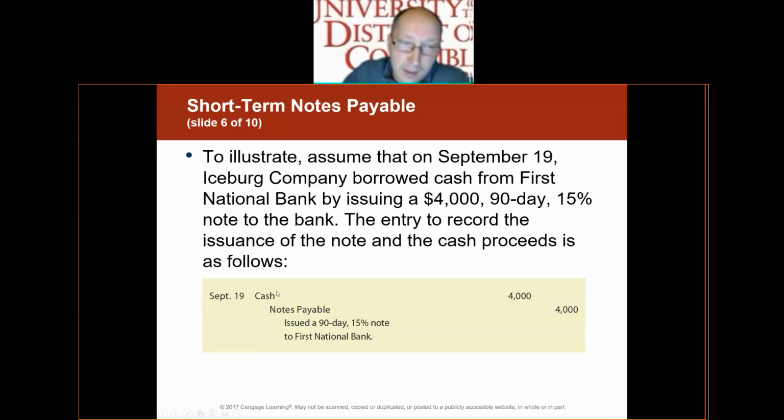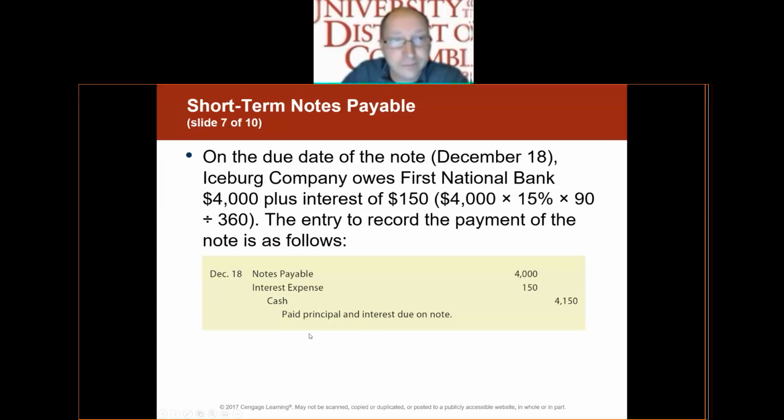September 19th, we debit cash to increase our cash, $4,000. We credit notes payable to increase our notes payable, $4,000. And then, of course, the memo: issued 90-day 15% note to the bank. On the due date of the note, so here we are 90 days later, on the due date of the note, December 18th.